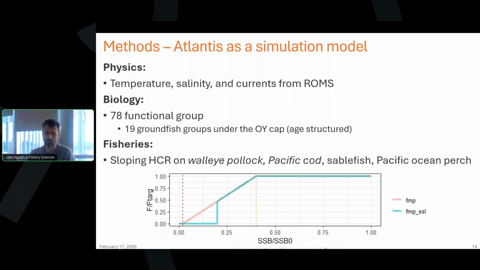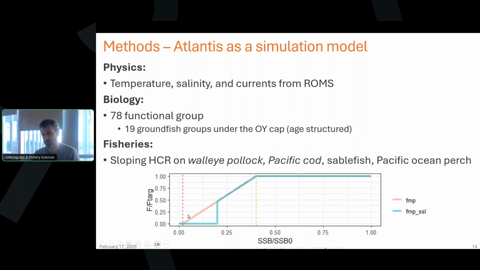How do we model fisheries in this model? So we have a lot of species. Without getting into details too much, there are 4 of these that we simulate with the sloping harvest control rule, and these are pollock, cod, sablefish, and Pacific Ocean perch. That's the shape that you see on screen there. There's actually 2 shapes. That's what the fishery management plan implements for these species.